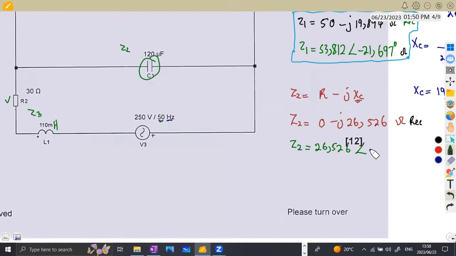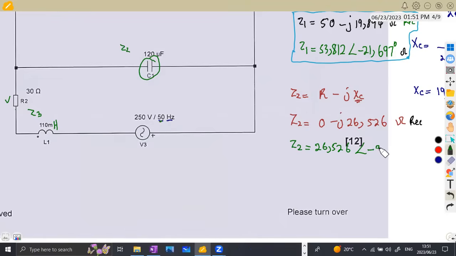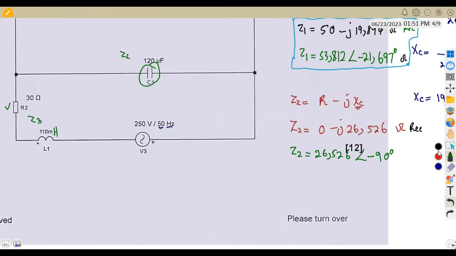And the angle theta, as I say, is going to be negative 90 degrees. So our theta there is negative 90 degrees. It's a purely capacitive path that we are taking. So this will be at 90 degrees, but having a negative, like a capacitor that carries a negative, so this will also be a negative on your angle. So that is what we have, our second impedance in ohms.